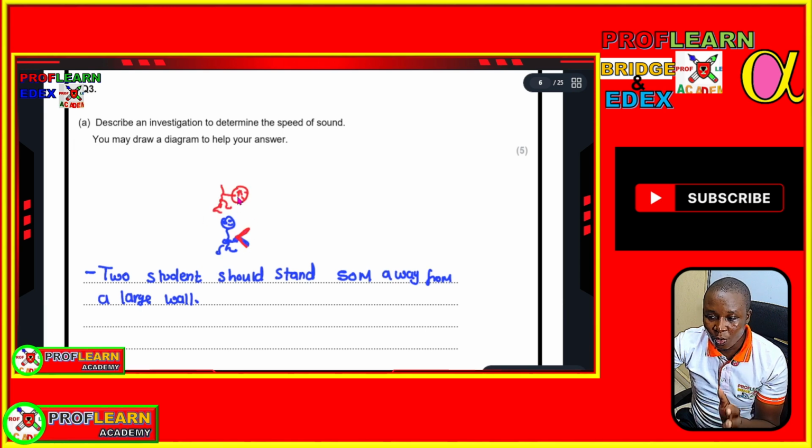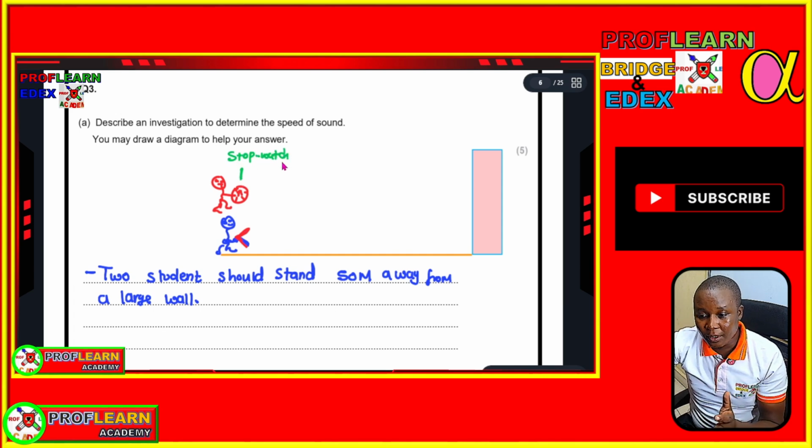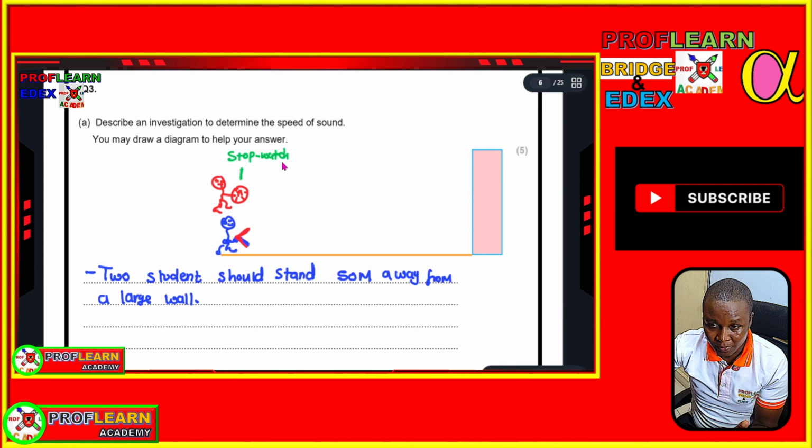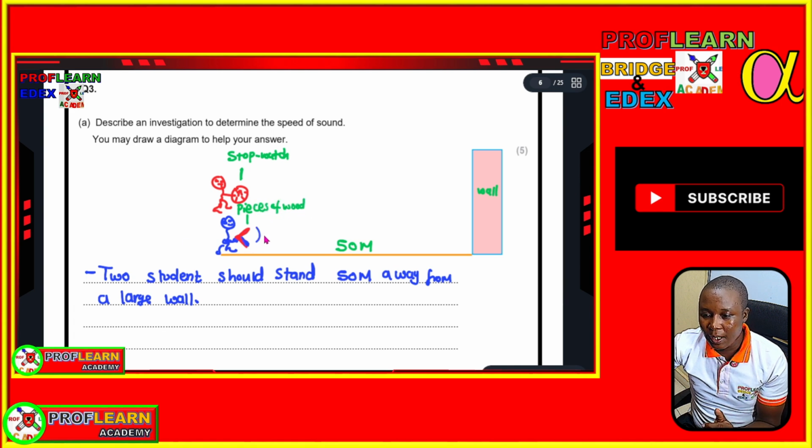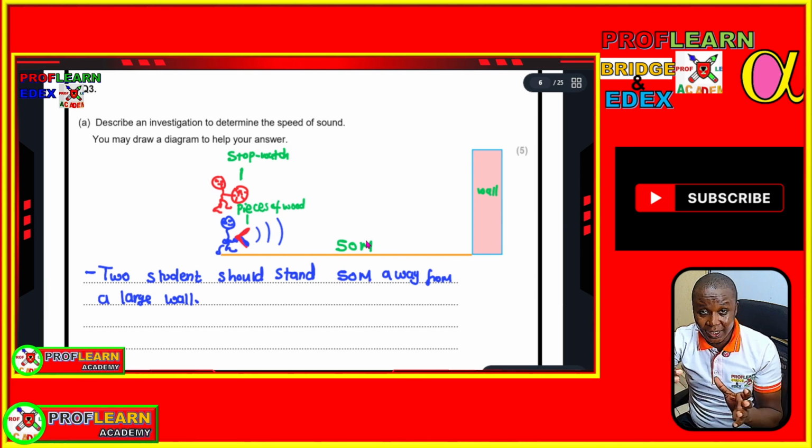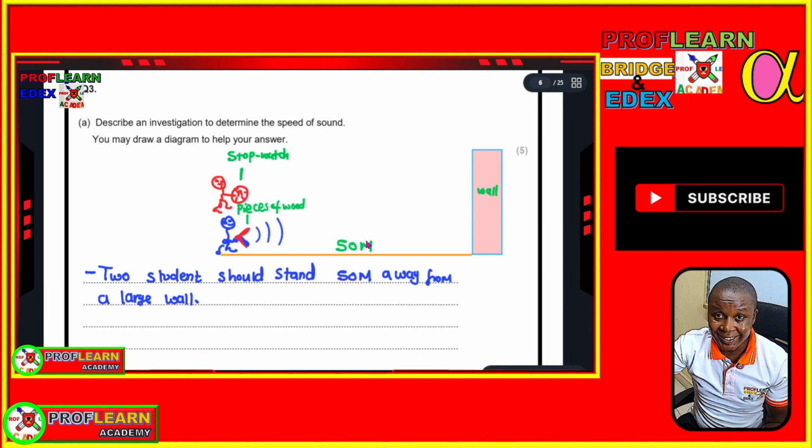So this person who is having a stopwatch is going to stop the stopwatch immediately the echo is heard. The sound is going to travel to the wall and come back. So sound will travel from the two people there to the wall, and then the echo will be heard after that sound has been reflected. So that is what we're going to do, and the standard distance in this case is going to be 50 meters. Now that sound is produced, it will travel to the wall and then it will come back. So we're going to say two students should stand 50 meters away, and this distance is going to be measured by a tape measure.